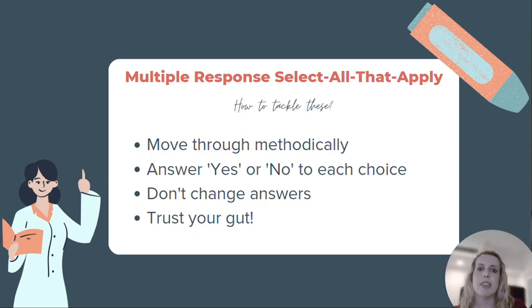So another key piece of advice, please do not change your answers ever. Please, just don't do it. Go with your gut because that gut is usually right.